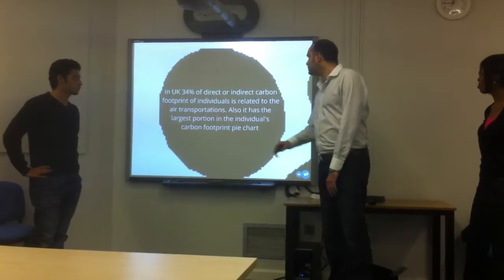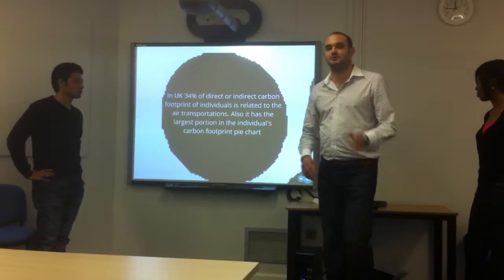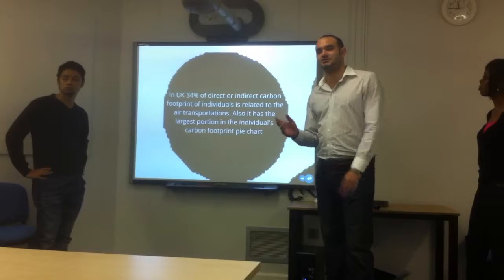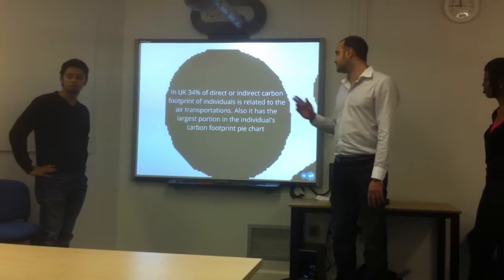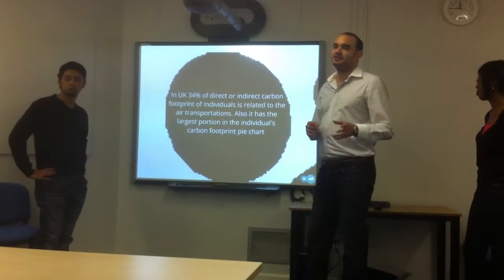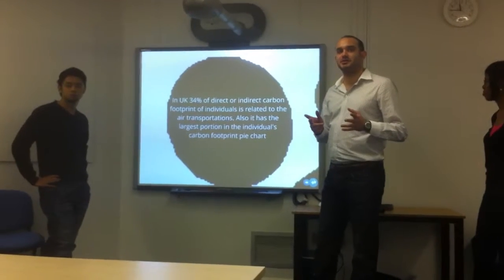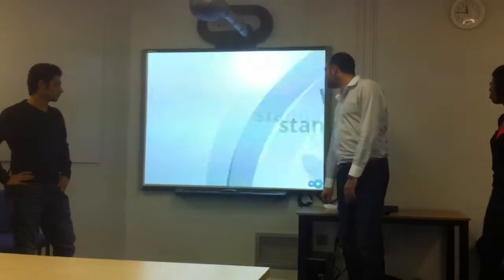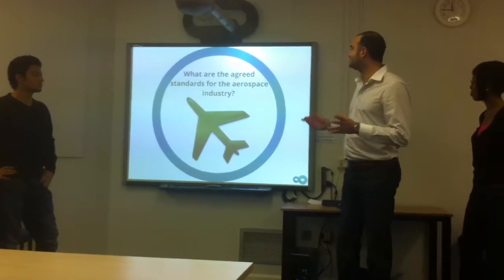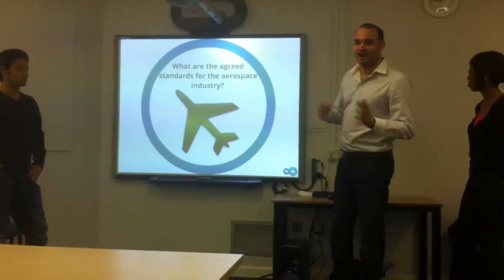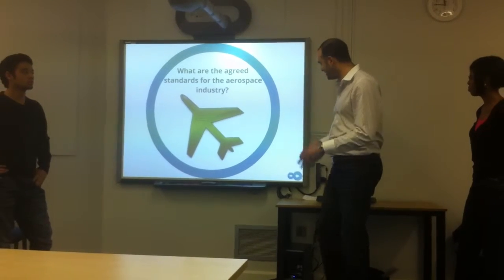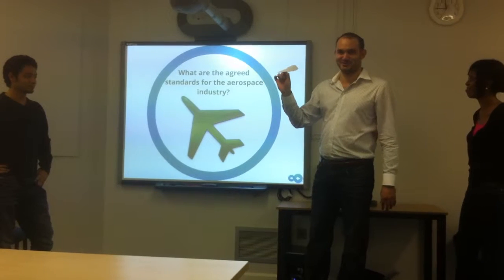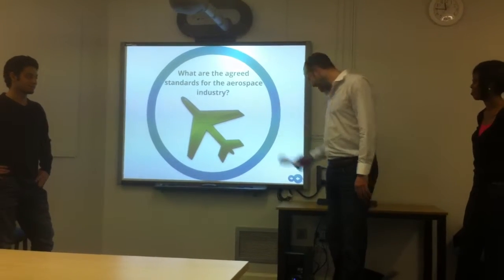If you look at UK values, 34% of an individual's carbon footprint is related to indirect or direct air transportation. It's also the biggest portion in an individual carbon footprint pie chart. But what are the ideal standards for the aerospace industry? How can we have a more environmentally friendly aerospace? We have a prototype. This is the most environmentally friendly aircraft.